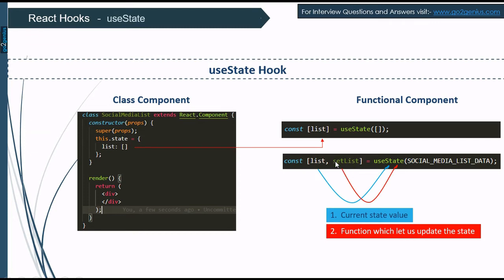So we can give the function a name, and we can get this function inside another variable. Mostly we give the function name appropriate to our state name. This function is something like the setState we used in class components, the same as the setState method used in a class component to update the state. So the setList method would be used to update the list state inside the functional component.